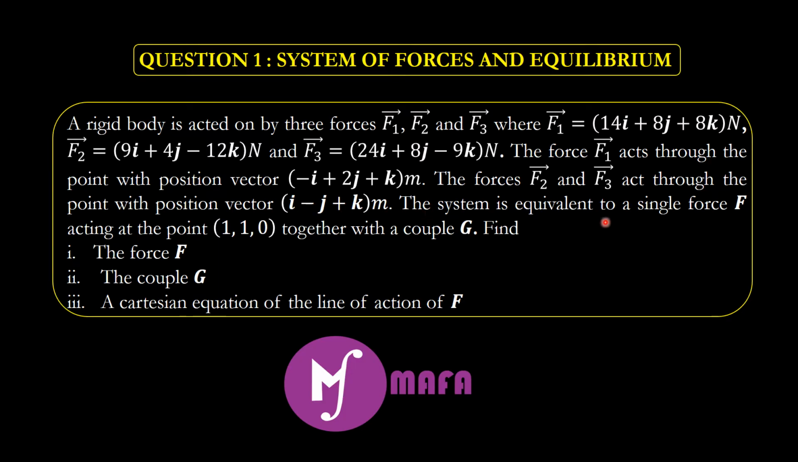The system is equivalent to a single force F acting at a point (1, 1, 0) together with a couple G. Find Roman 1, the force F, Roman 2, the couple G, and Roman 3, a Cartesian equation of the line of action of F.